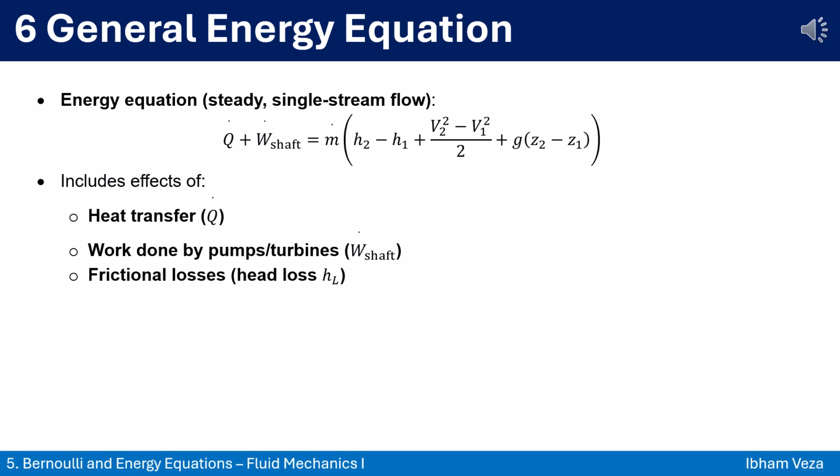6. General energy equation. Now we go beyond ideal assumptions. The general energy equation is your all-in-one tool for real-world flow systems. It's based on the first law of thermodynamics and accounts for more than just mechanical energy. Unlike Bernoulli's equation, this form includes energy added as heat, Q, energy exchanged by mechanical devices like pumps or turbines, W shaft, and energy loss due to friction, HL. It works for any steady, single-stream flow, and it tells the full story: thermal, mechanical, and frictional effects together.